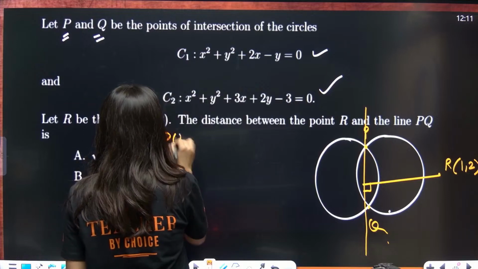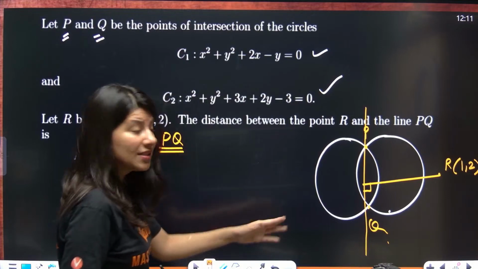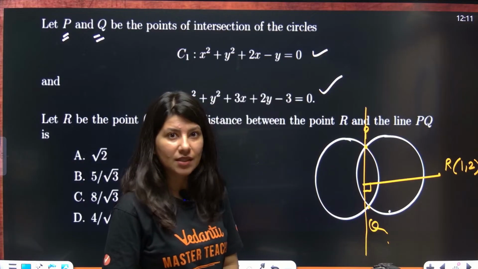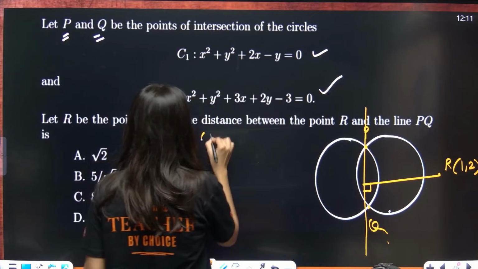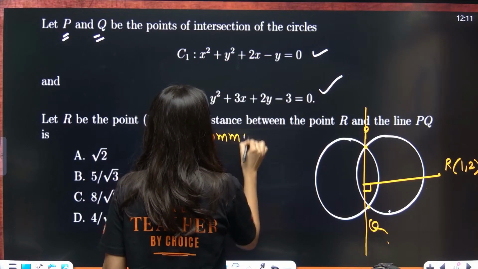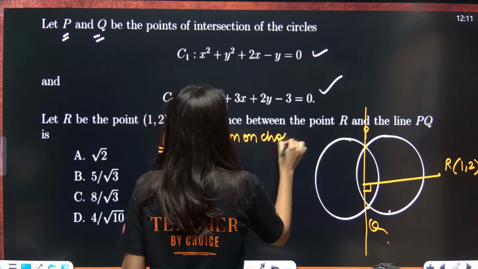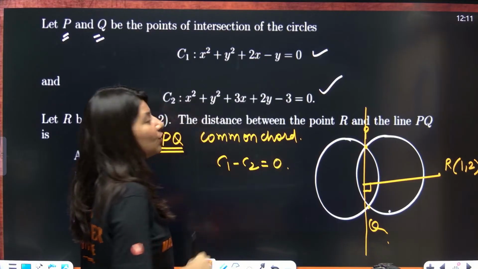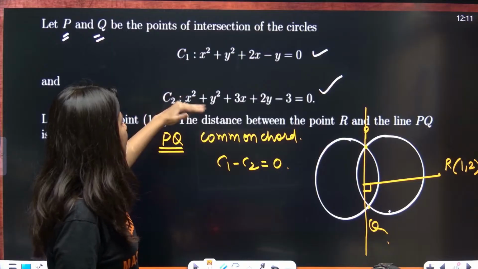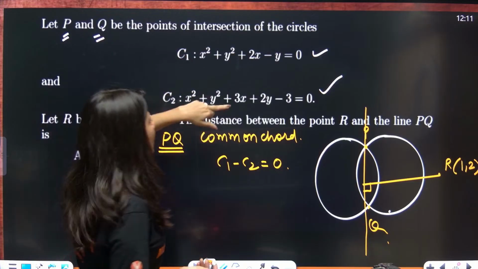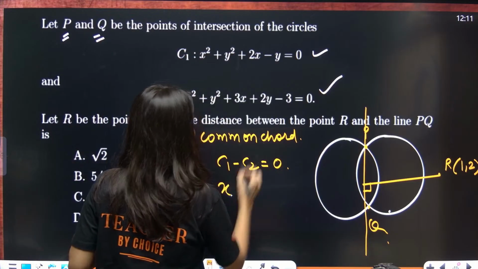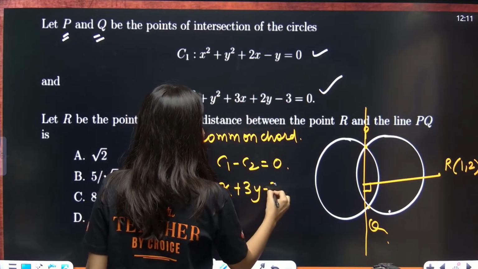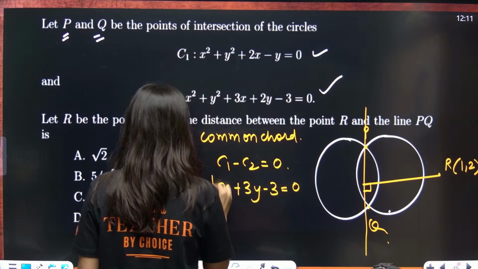PQ is nothing but what we call the common chord of both the circles, right? So PQ is the common chord. How to get the common chord? Anybody? The common chord is nothing but C1 minus C2 equal to 0. Just subtract C2 minus C1 or C1 minus C2. So 3x minus 2x is x, 2y minus y is plus 3y, and minus 3 equal to 0. This is the equation of PQ.